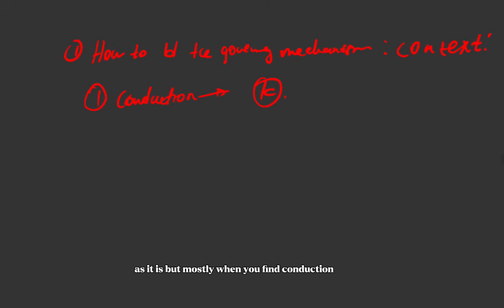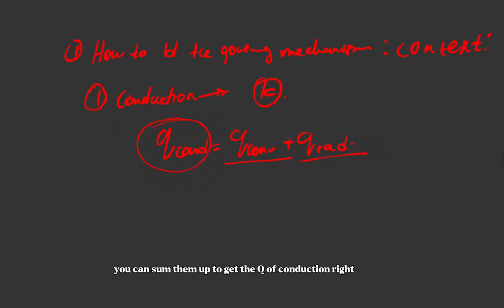But mostly when you find conduction, it will be in this form of saying Q of conduction is equal to Q of convection plus Q of radiation, right? So you know that once you have the Q of convection plus the Q of radiation, you can sum them up to get the Q of conduction, right? So when you are reading the problem statement, some things will give you an idea that here I need to find the Q of convection and the Q of radiation and then sum them up to get the Q of conduction.